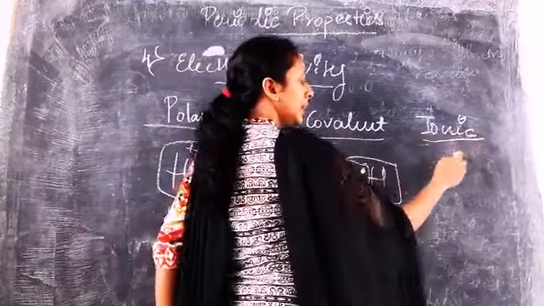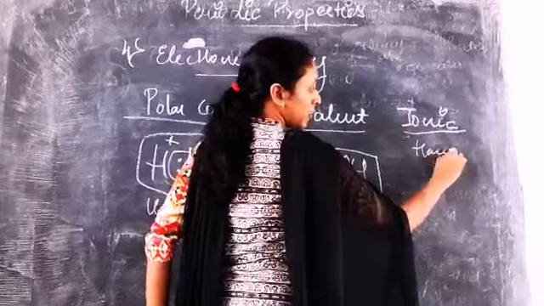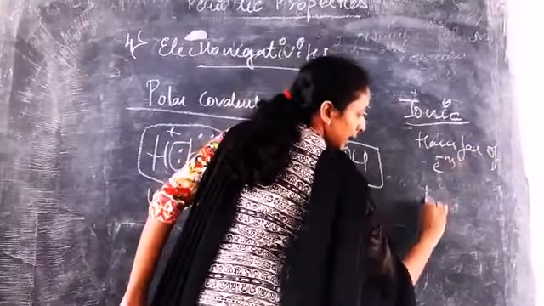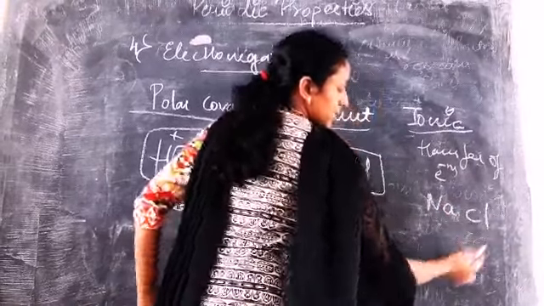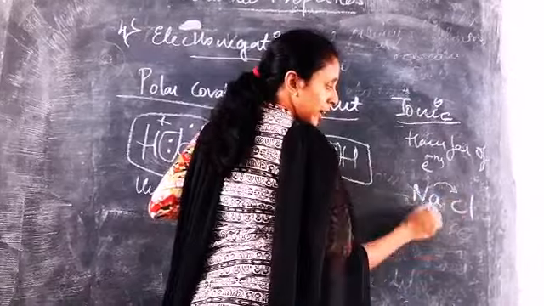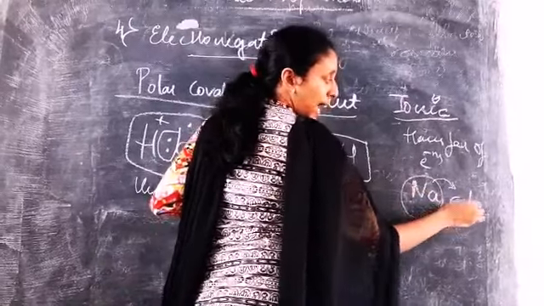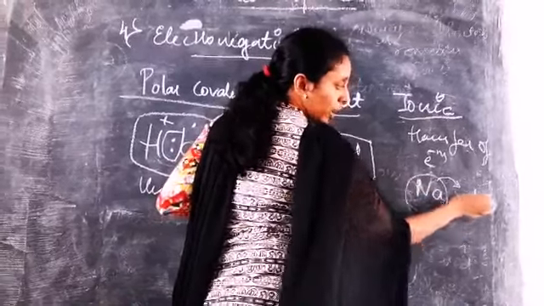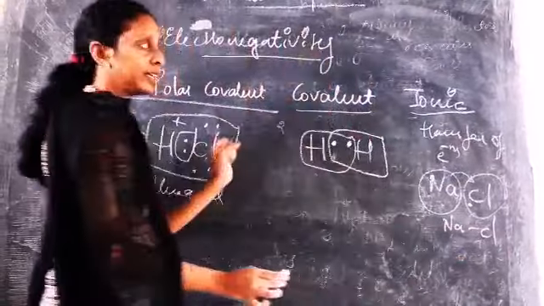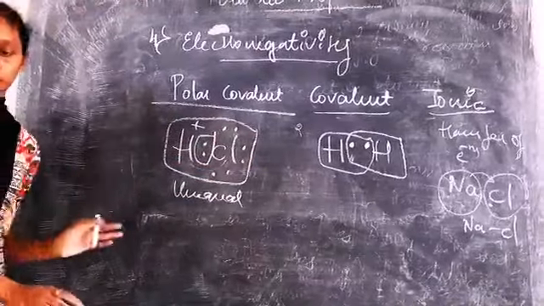If you take ionic, there is just a transfer of electrons. For example, NaCl. Na will donate one of its electrons to the chlorine to become stable, and chlorine will gain one electron to become stable. So it will form a NaCl bond. So these are the three types of bonds.